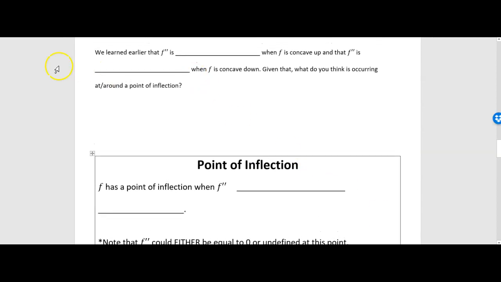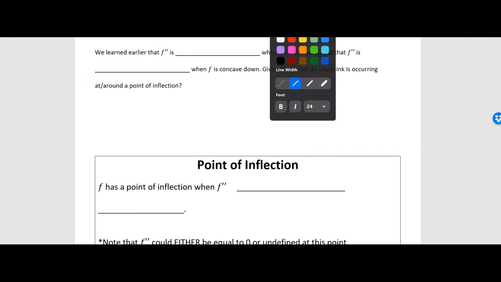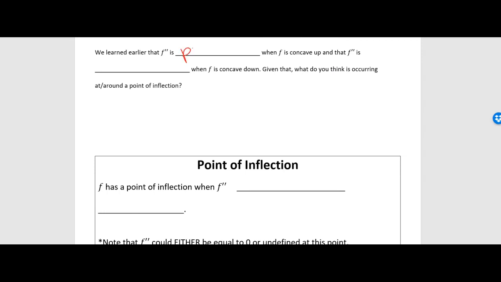So in our first example, we learned that f double prime is going to be positive when f is concave up. Sorry, I'm saying f prime, I should be saying f double prime. F double prime is negative when f is concave down. So if we go from something that's concave up to something that's concave down, we go from a second derivative that's positive to negative. If we go from concave down to concave up, we go from a second derivative that's negative to positive.